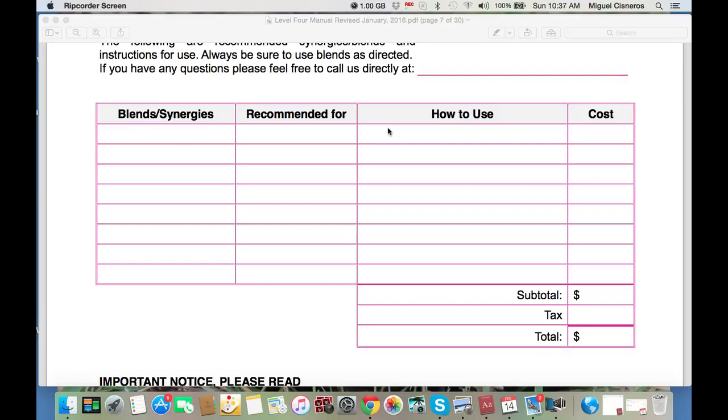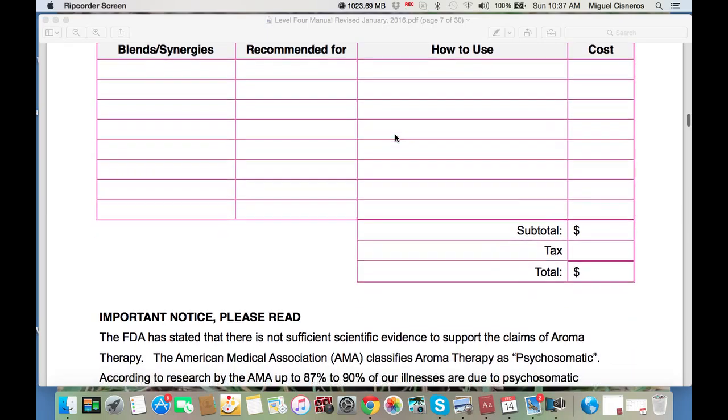And then the cost. And I do that with any blend. Or tea. Acid reflux tea, recommended for as needed, 2, 3, 4 times a day. How to use, and then how to make tea. 1 teaspoon per cup of hot steamy water. Wait 5 to 8 minutes and drink. Do not boil the material. And then the cost.